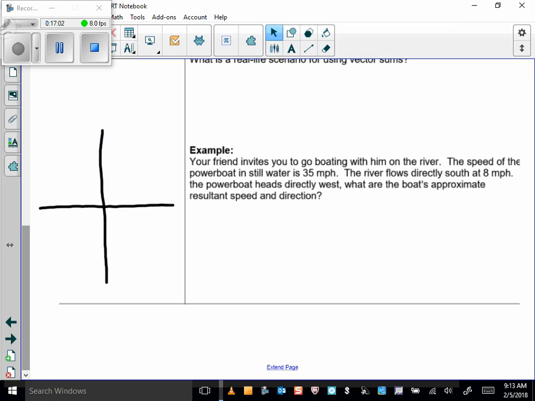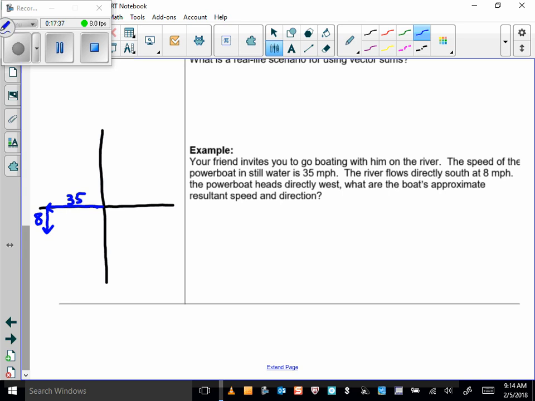So I'm going to sketch in my boat here. My boat heads west at 35 miles per hour. 35. The river flows directly south at 8. So I'm just going to put that right on the tail end here. There's 8. Okay. The river is acting on the boat. The boat's trying to go due west, and the water is pushing the boat.